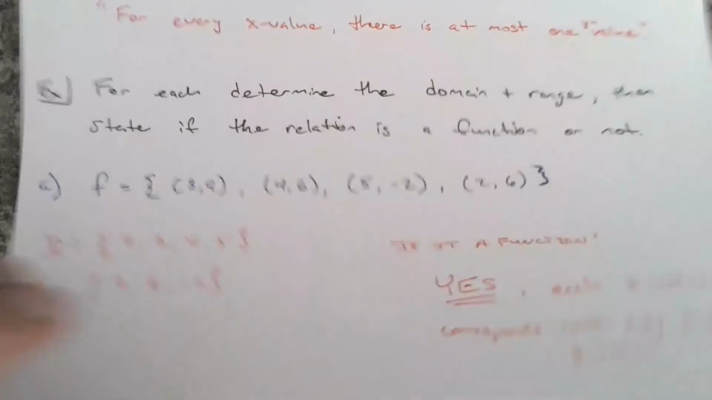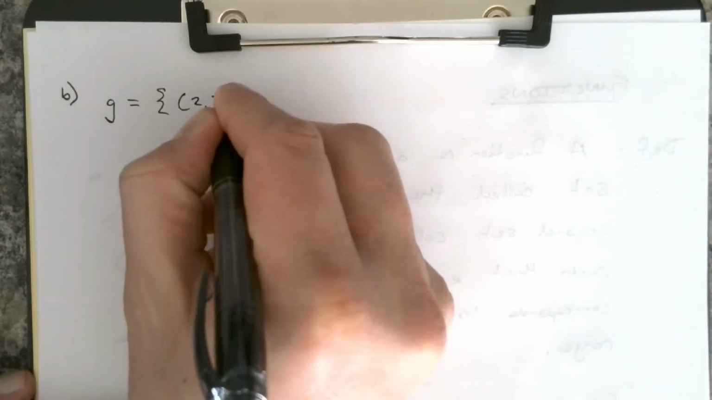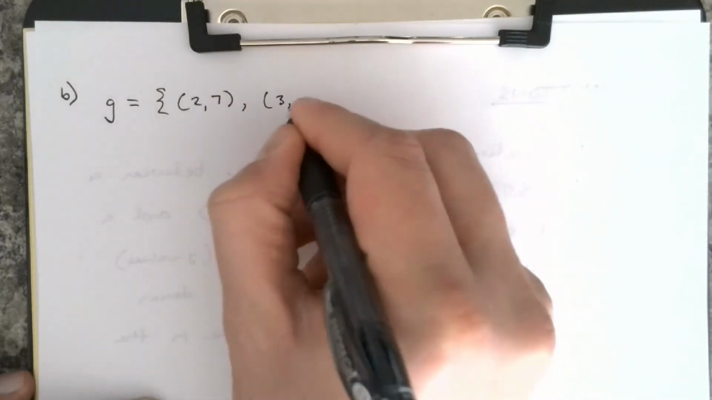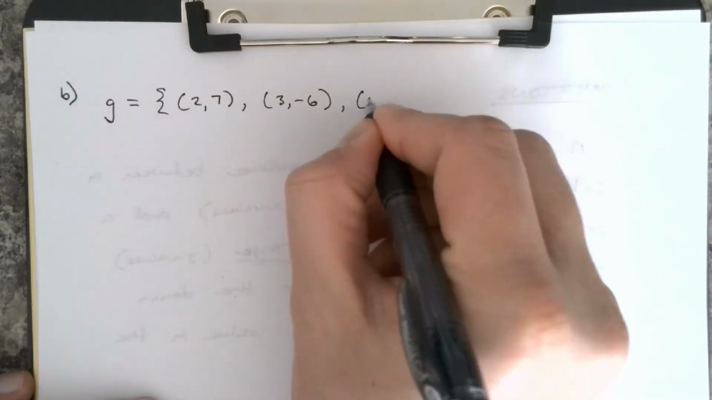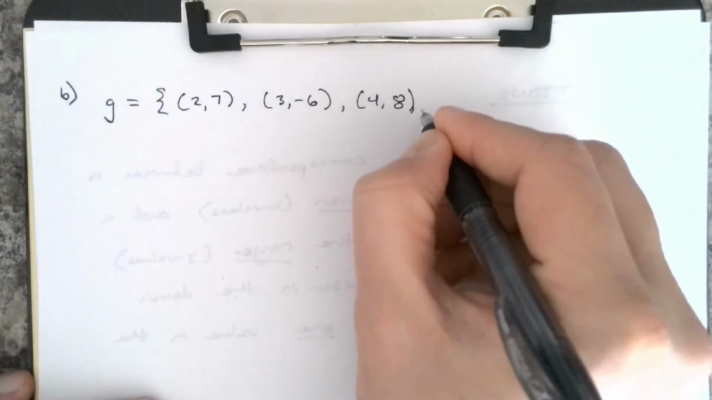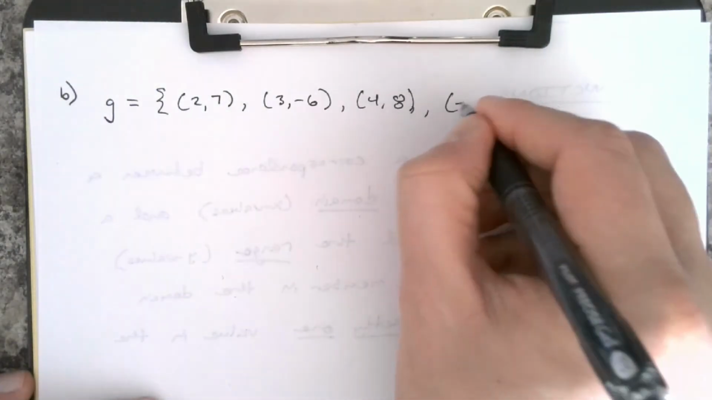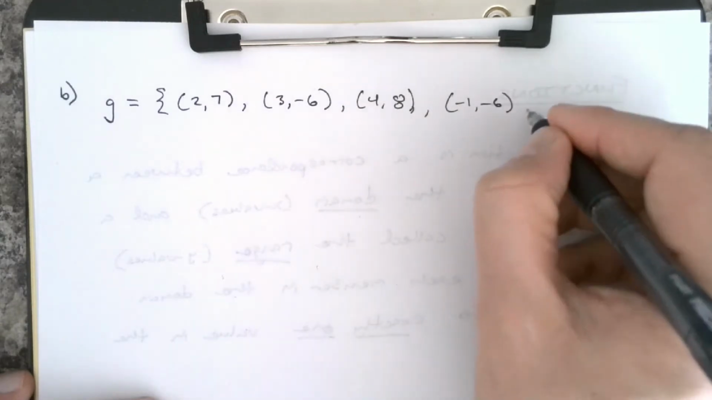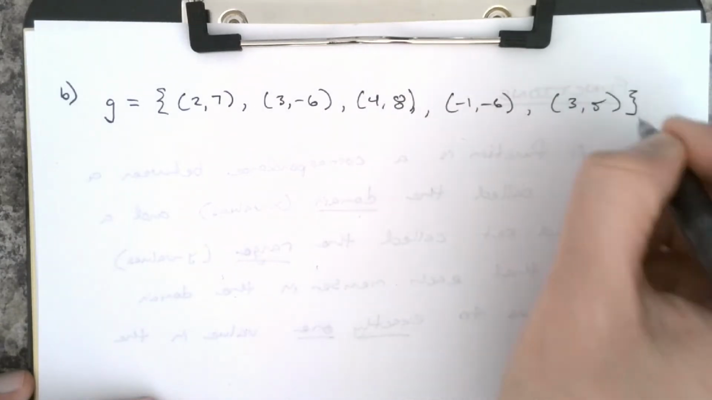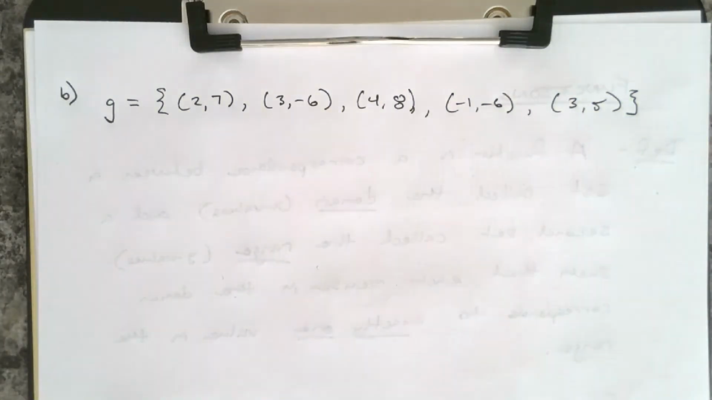Let's take a look at another one. So if I had, we'll call this relation G. So we'll have G equals the set that has the points 2, 7, 3, -6, 4, 8, -1, -6, and 3, 5. So that set contains those ordered pairs, and we're going to be answering the same question.